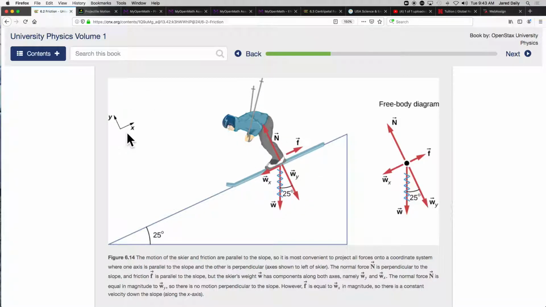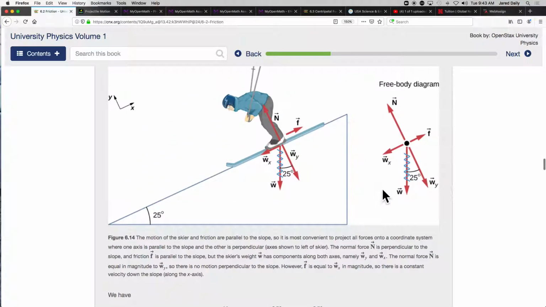So you use a rotation of axes. X is parallel to the surface here, and y is perpendicular to the surface here. And then you redo your problem, so you resolve this weight into a y component and an x component. And then you have a new free body diagram where the y component of the weight and the normal force are equal. So that's the sum of the forces in that direction. And then the x component of the weight and the friction add together to equal mass times acceleration, because the skier can accelerate in that direction.